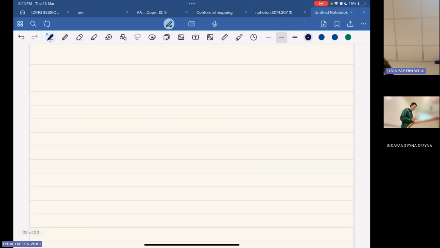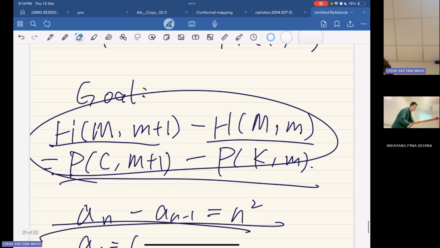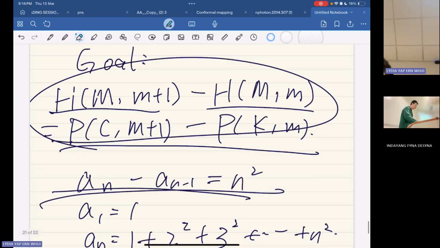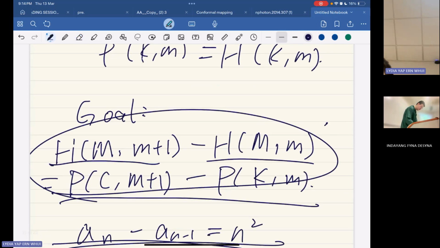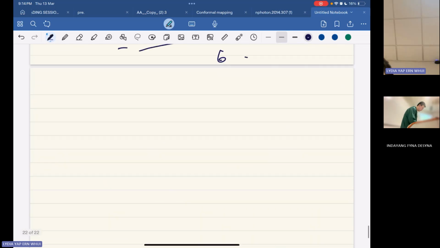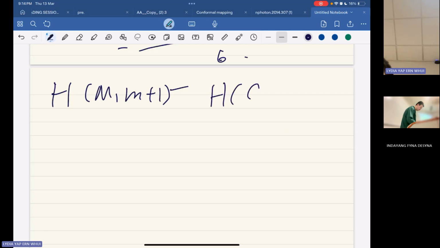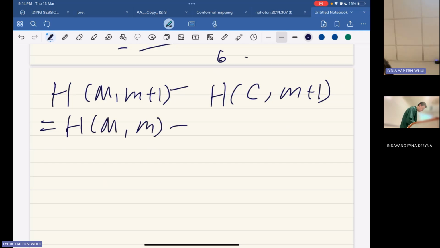And how should we show this? I think we can finish this in 5 minutes. If we want to show this, we can change it into showing HM(m+1) minus HC(m+1) equals HM(m) minus HK(m), right? We can show this, right?